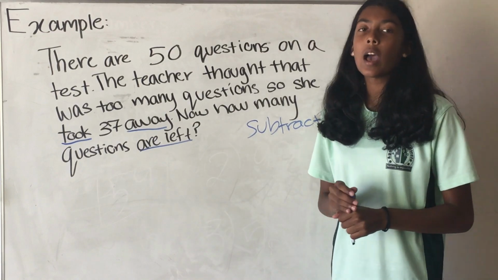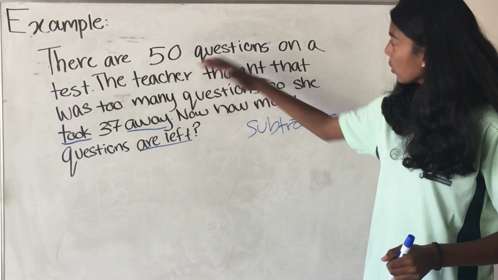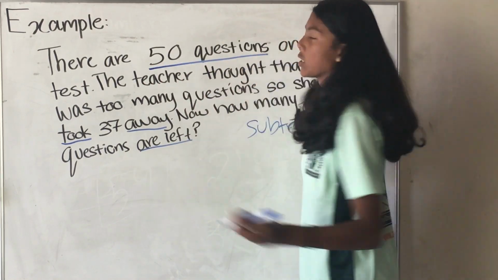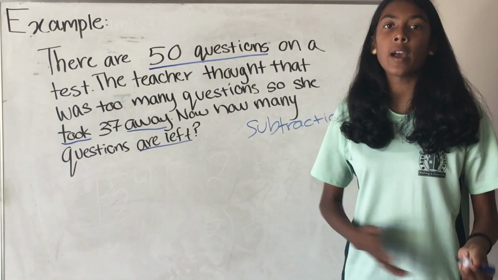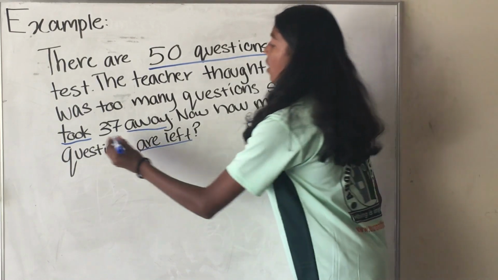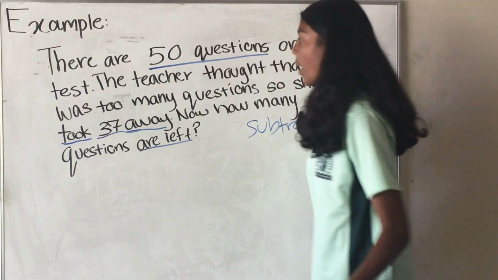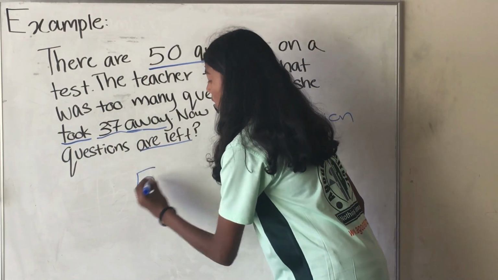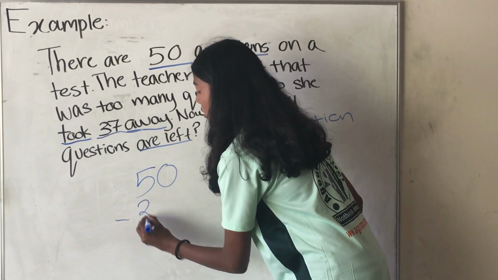So let's see how many we start with. Reading the question, we see that we start with 50 questions. And then we have to figure out how many she took away. And we read the question again, we see that she took 37 away. So we see that we're going to do 50 minus 37.